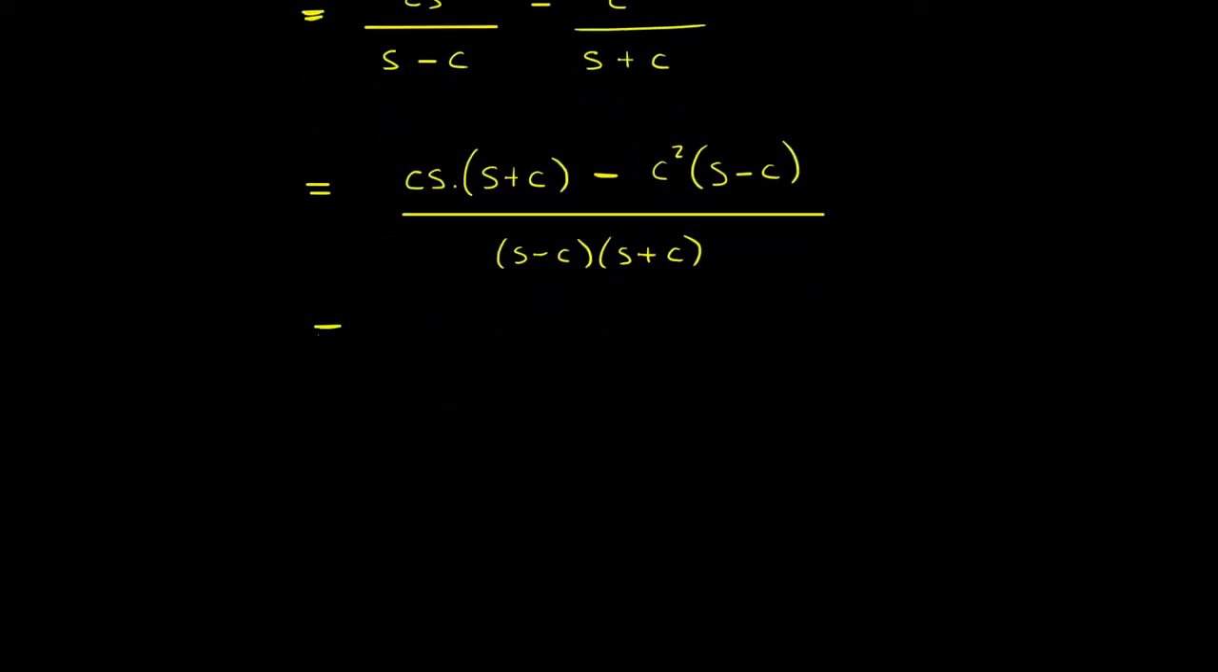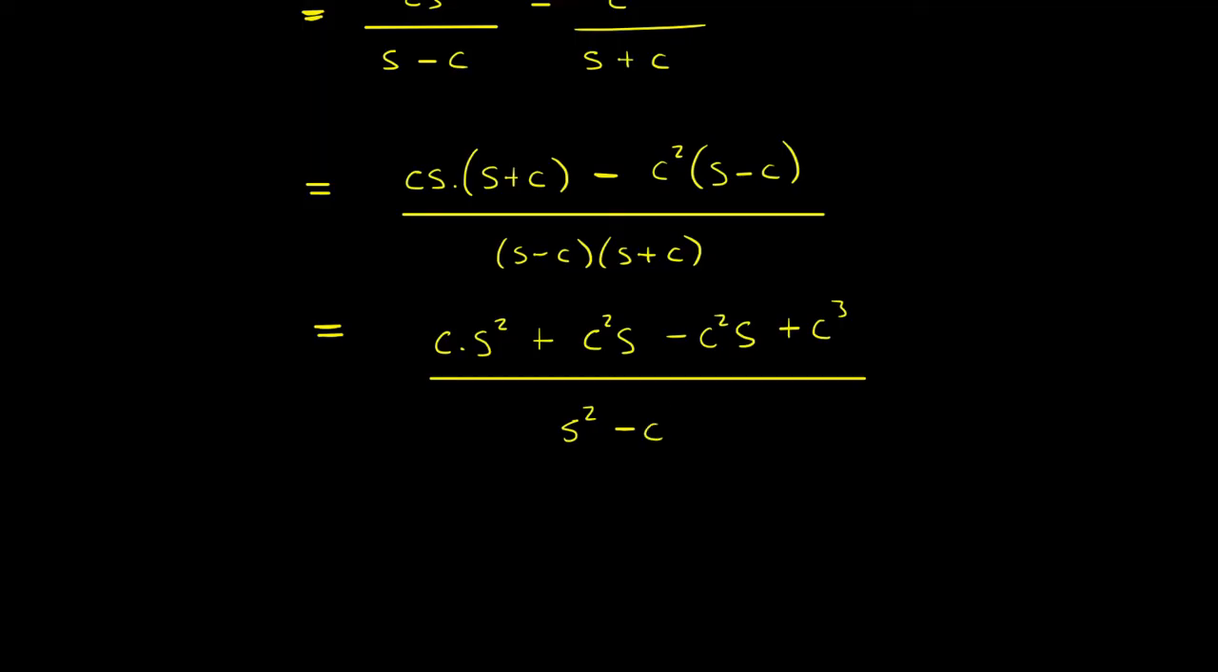If I expand the numerator, I'm going to get cos sine times by sine, which is cos times by sine squared, plus cos sine times by cos, which is cos squared sine, and then minus cos squared times by sine is minus cos squared sine, and then minus cos squared times by minus cos is positive cos cubed. And then, of course, on the bottom, if we were to expand that, we get sine squared minus cos squared, right?